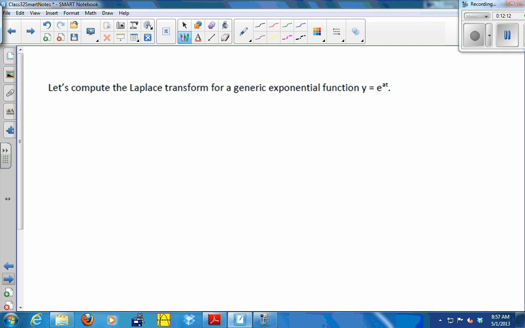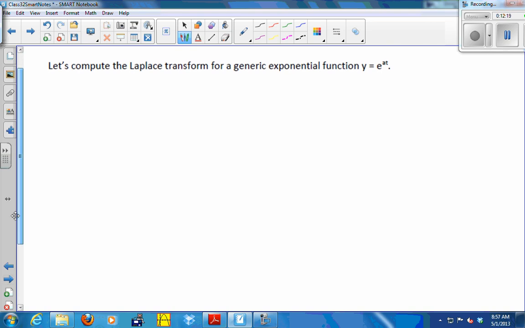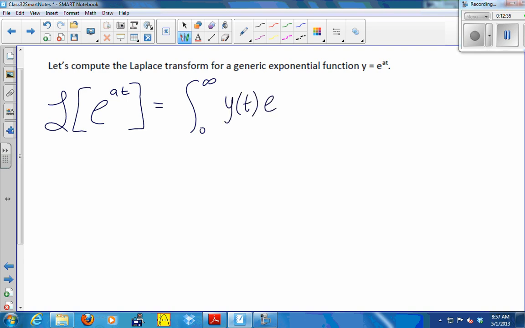All right, so let's do this in general for any exponential function. Compute the Laplace transform. y equals e to the at. So I'm going to take the Laplace transform of e to the at. That is the integral from 0 to infinity of my function y of t times e to the negative st dt. So this is just my generic formula. Then replace the y of t with e to the at.